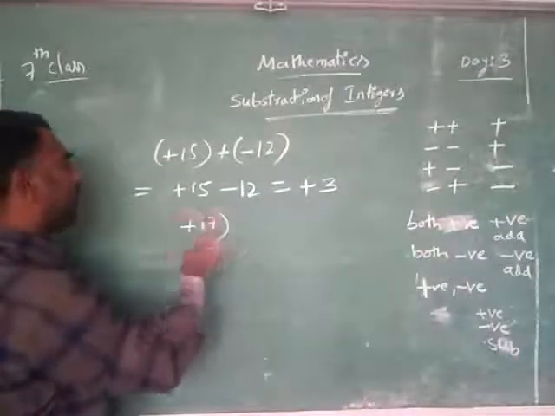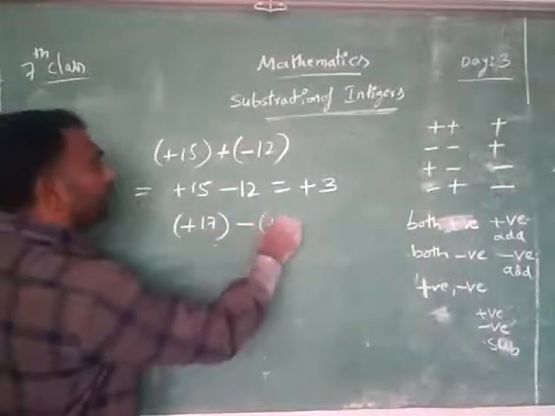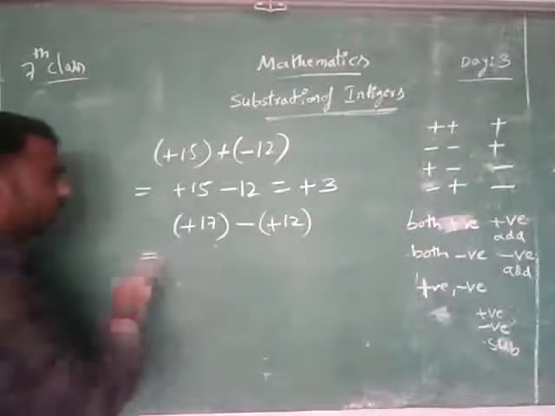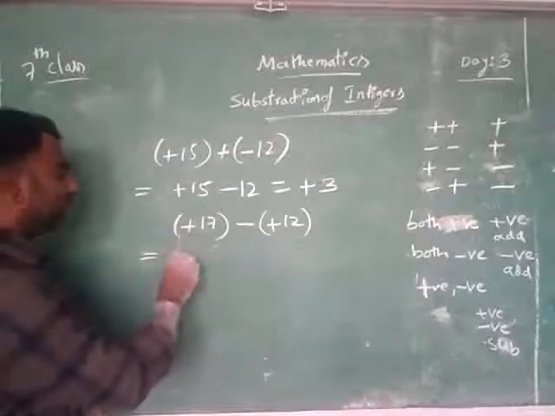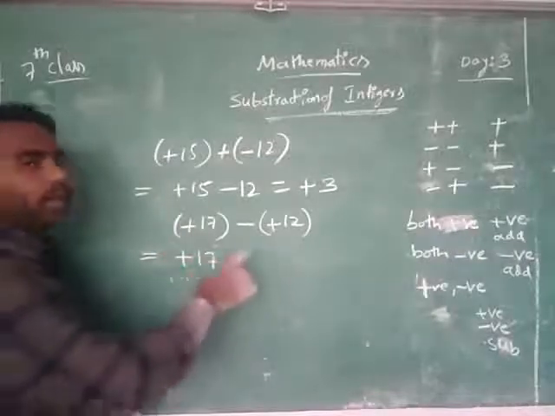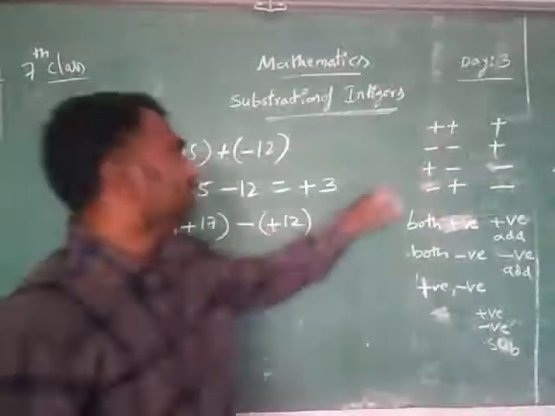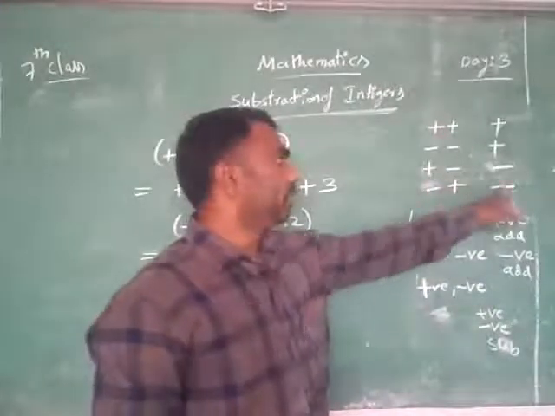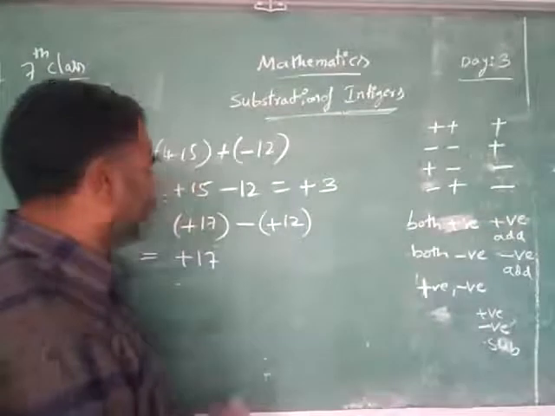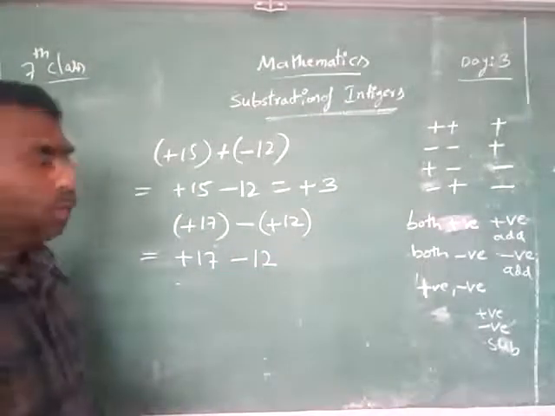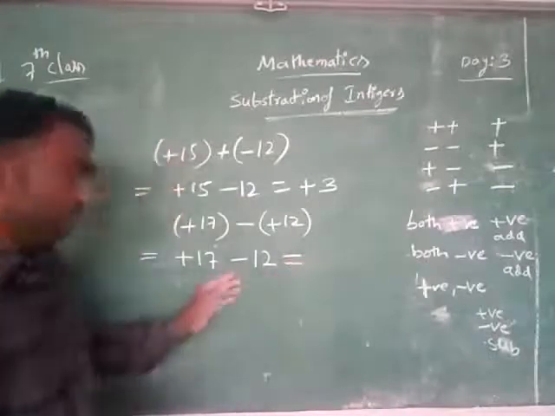So plus 17 minus plus 12. So how do you get it? Remove the brackets. Only one symbol, no problems. But here two symbols are there. Minus and plus. What will be the single symbol for that? Minus. Number is 12. What is the situation here again?